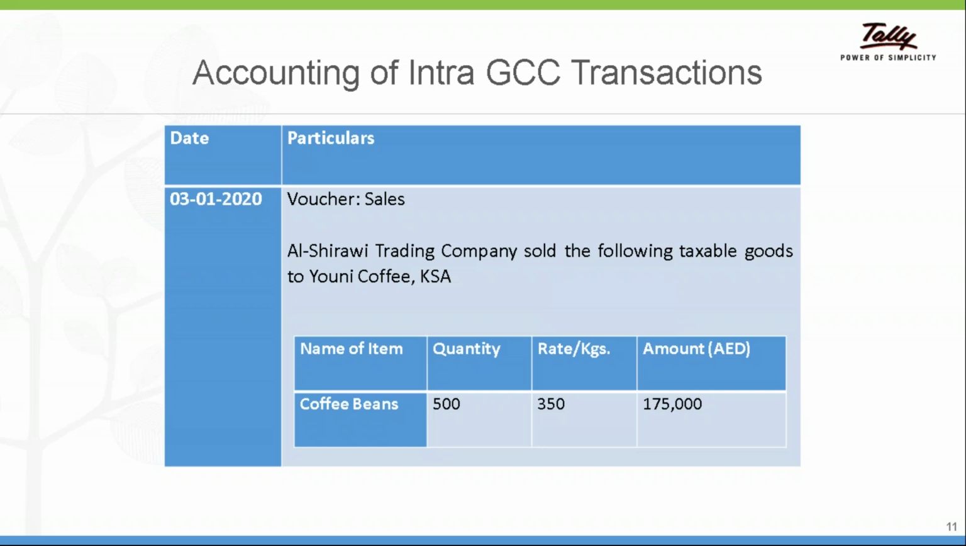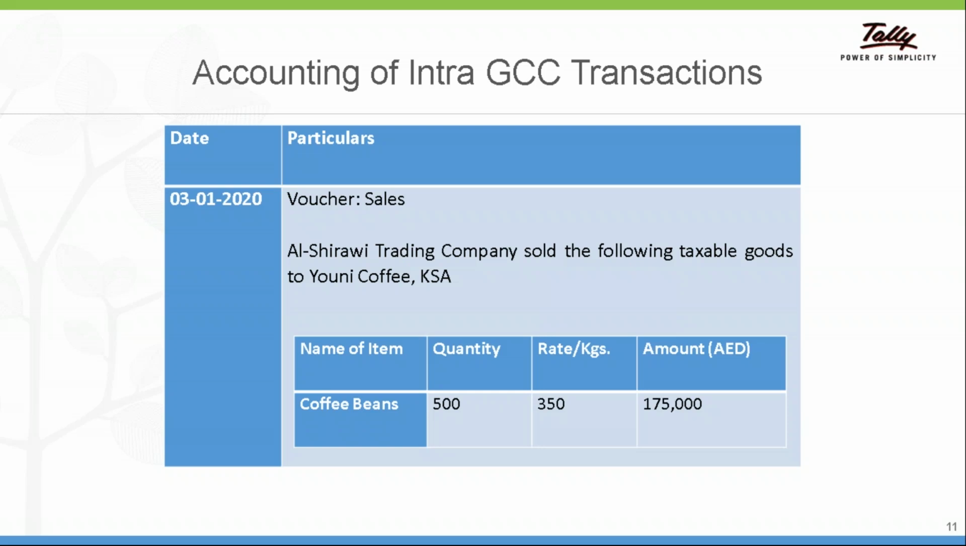Hope you all are clear with intra-GCC transactions. If a company registered in UAE makes sales to a registered company in Saudi Arabia, it is called an intra-GCC transaction. Supplies between two different GCC countries are called intra-GCC transactions. Now let us record the sales transaction between two different GCC countries.